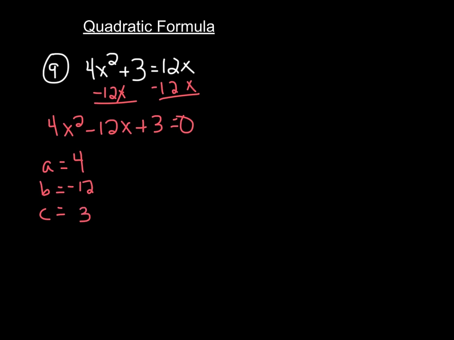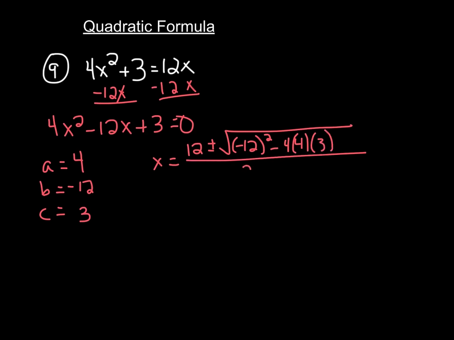Alright, so let's just plug it right into the quadratic formula. We're going to have x equals negative 12, so positive 12, plus and minus the square root of negative 12 in parentheses, you need those parentheses there, squared, minus 4 times 3. And that whole thing is going to be over 2 times 4.